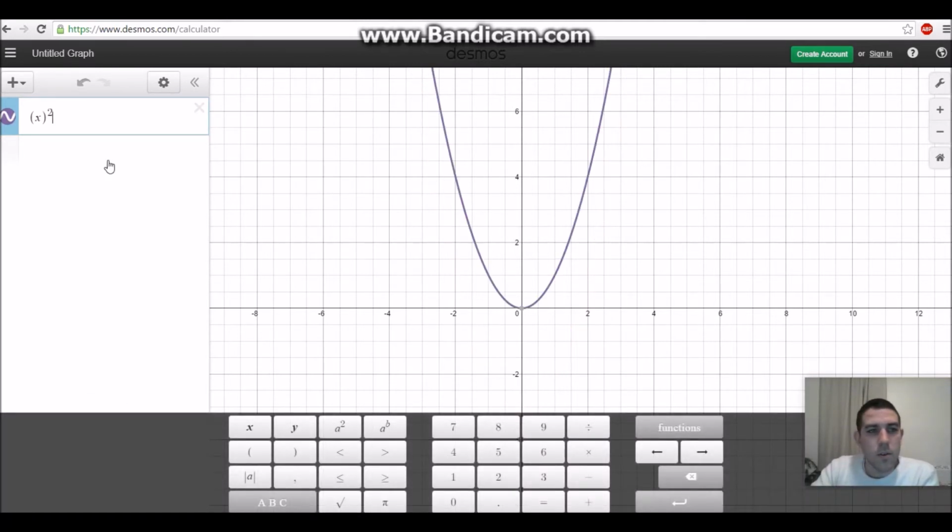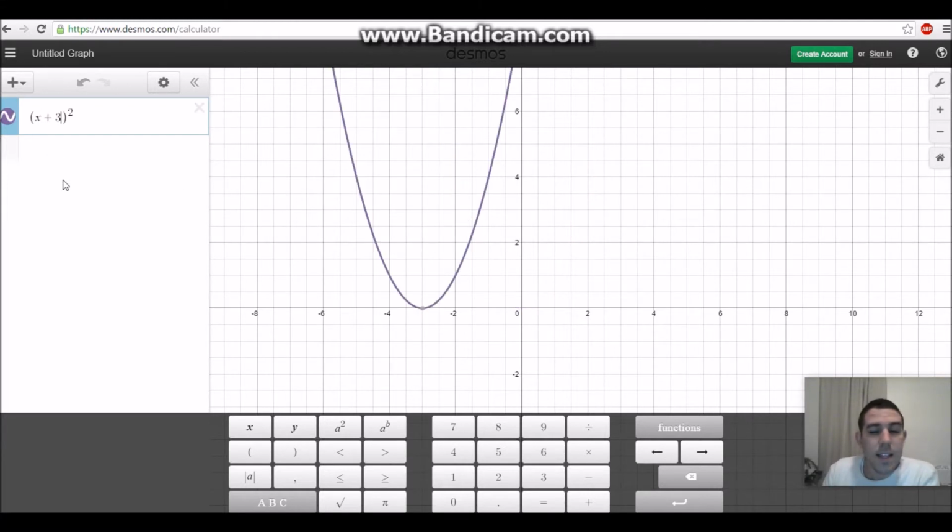Let's go back to our normal parabola, and let's try to move it left or right. We can move it left or right by doing a plus or minus inside the parentheses. Notice this time I put the plus 3 inside the parentheses, and it moved the parabola to the left here. We're going to call that a horizontal translation. Horizontal because it's moving left to right.